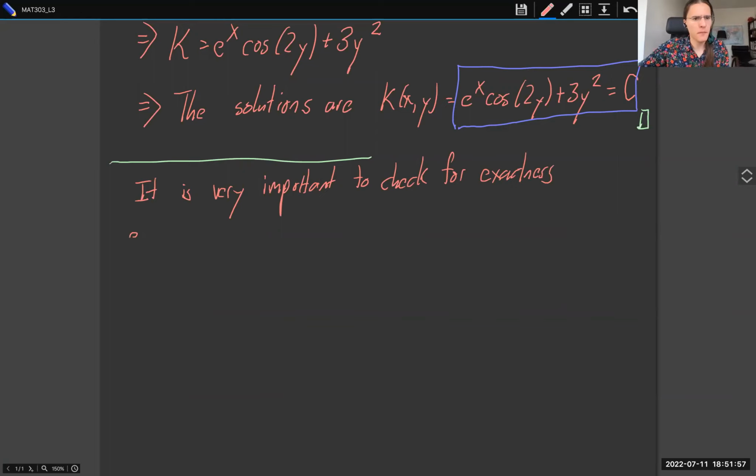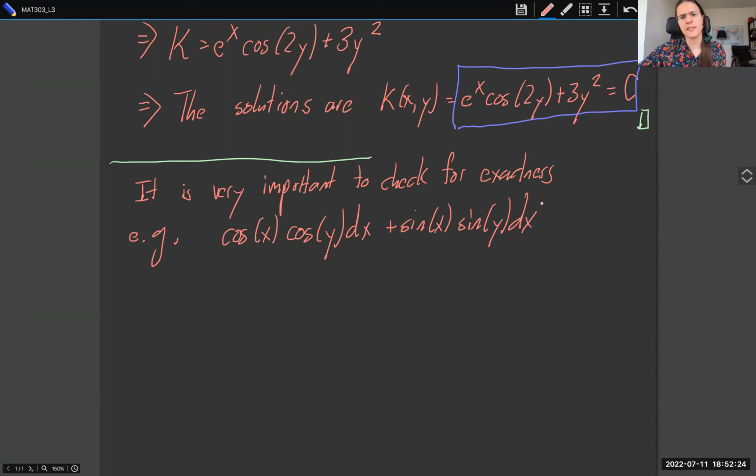So for example, consider the differential equation cos x cos y dx plus sine x sine y dy. So let's not check for exactness. We forget to check for exactness.